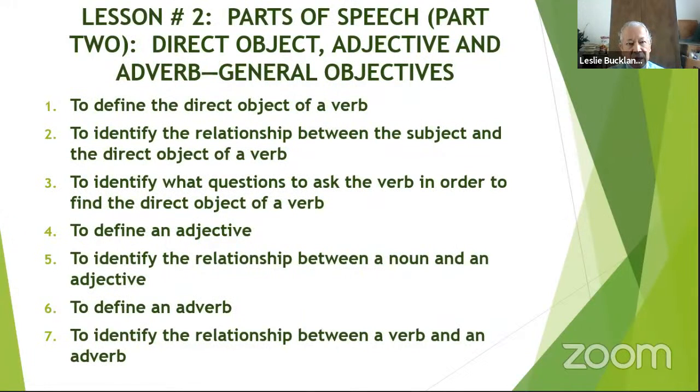The general objectives are: 1, to define the direct object of a verb; 2, to identify the relationship between the subject and the direct object of a verb; 3, to identify what questions to ask the verb in order to find the direct object of a verb; 4, to define an adjective; 5, to identify the relationship between a noun and an adjective; 6, to define an adverb; 7, to identify the relationship between a verb and an adverb.